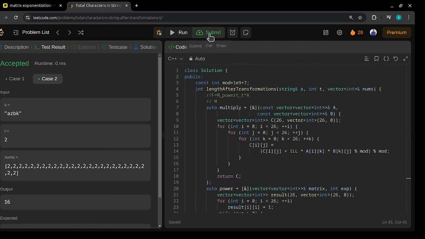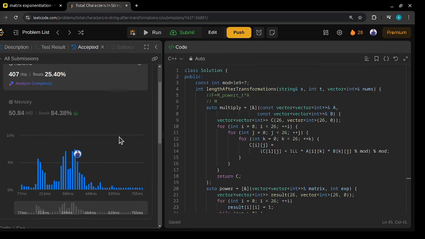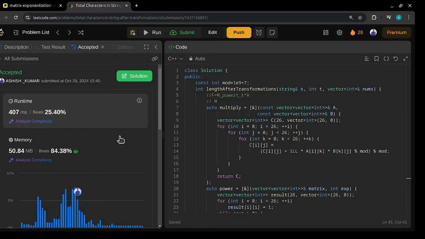Let us submit this code also, and yeah, it is successfully accepted. Okay, thank you all.